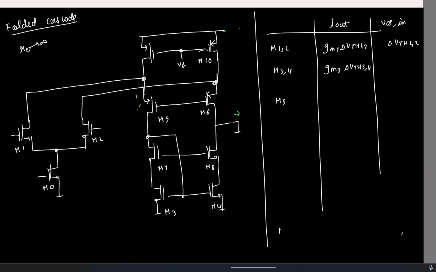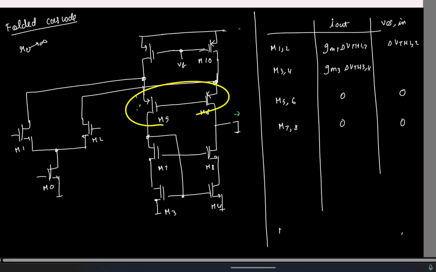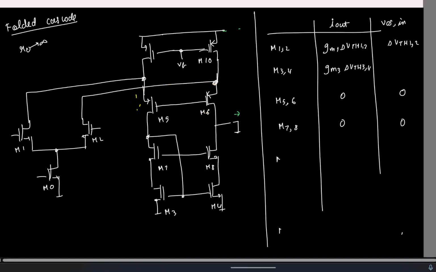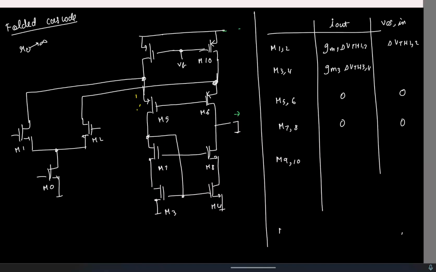So what do you think will be for M5, M6, M7, M8? They'll be 0. Please repeat the calculation yourself so that you get some practice. But the calculations will be identical to the telescopic cascode case. So these guys will not contribute anything, because incrementally having an NMOS or a PMOS doesn't make any difference. So last we have M9, M10. Let's do that.